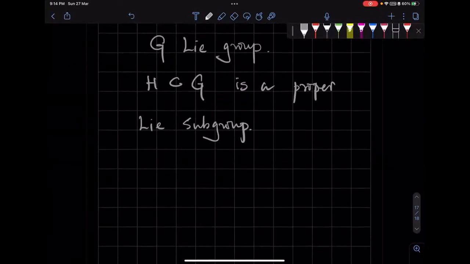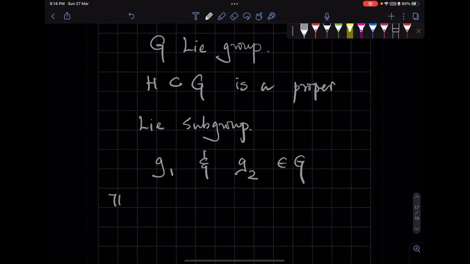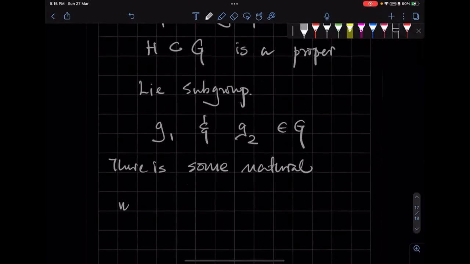So now, because G is a Lie group, if I take two elements, say G1 and G2, there is some notion of distance between them, right? There is some natural notion of distance between them.